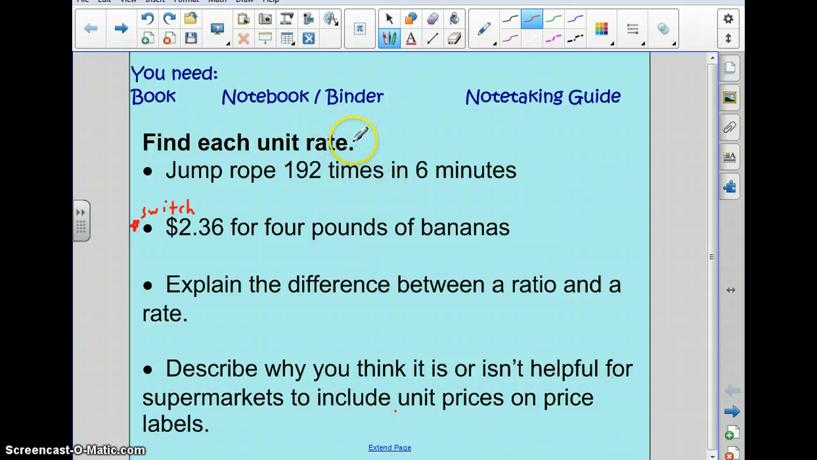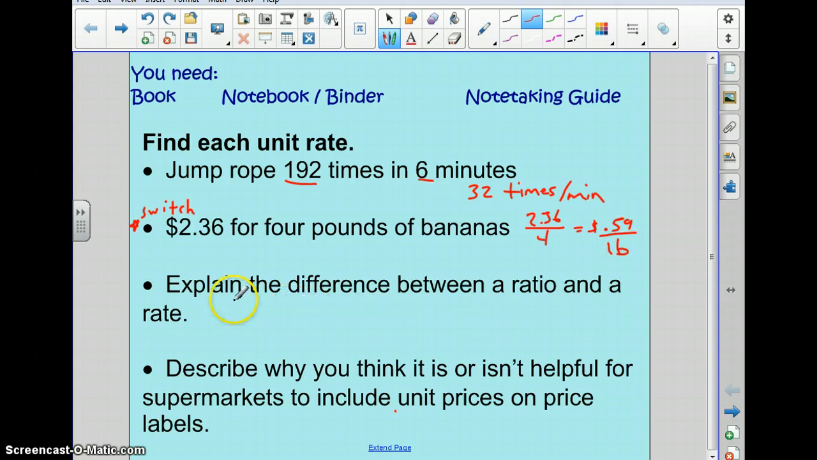Remember, when you're finding unit rate, you want to try to find 1 on the bottom, so you divide the top by the bottom. So we take 192 divided by 6 and we get 32 times per minute. The next one, in your notes, I think it had this switched around. It said 4 pounds of bananas for $2.36. I want to switch it around and say $2.36 for 4 pounds of bananas. So we do 236 divided by 4. That ends up being 59 cents per pound.